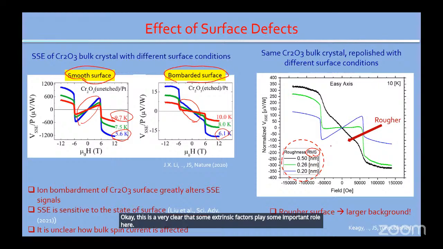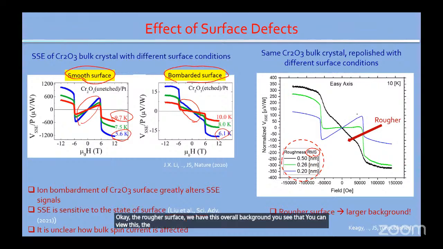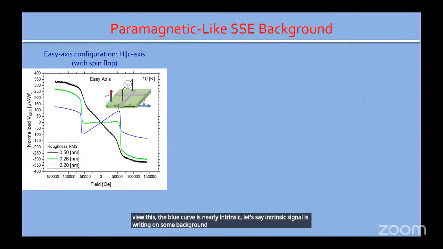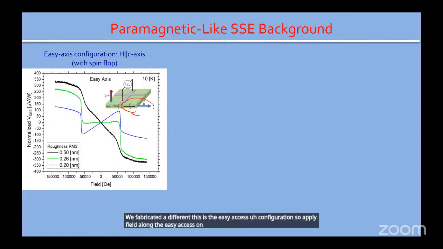With the rougher surface, we have this overall background. You can view the blue curve as nearly intrinsic, let's say the intrinsic signal is riding on some background, which I'm showing here. In order to see this background, we fabricated the easy axis configuration: apply the field along the z-axis, along the c-axis, then measure this signal in the channel perpendicular to the c-axis, to the field.